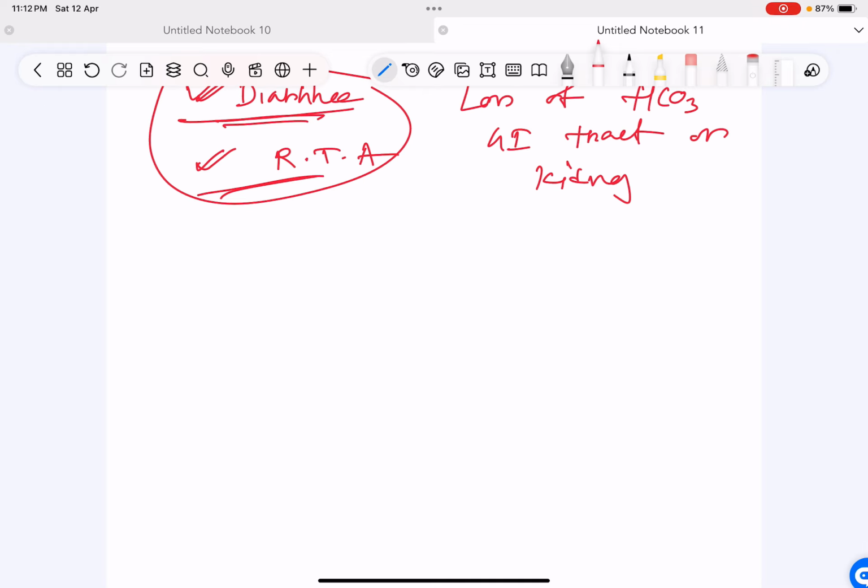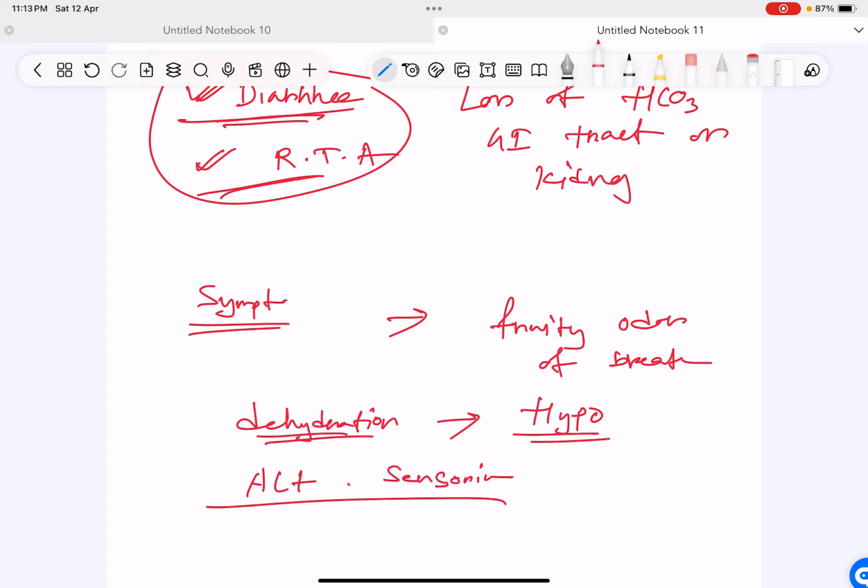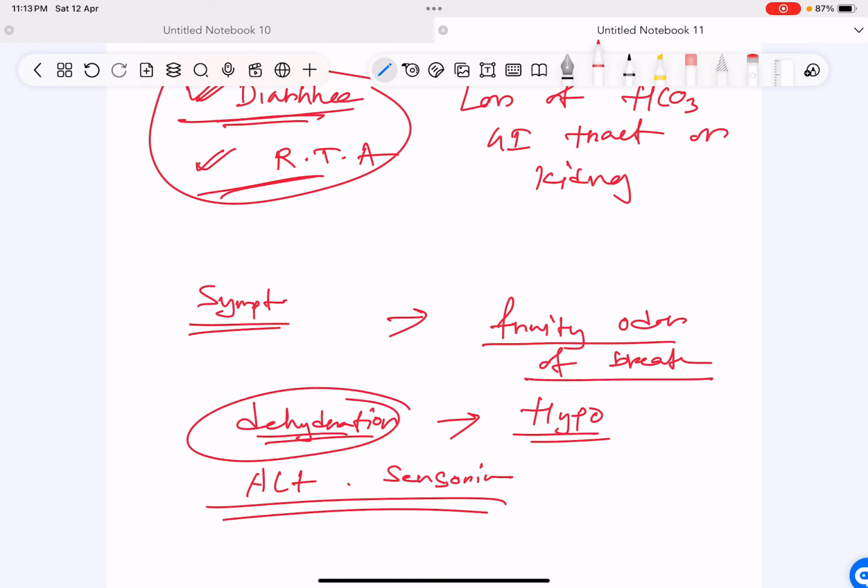Next, we have understood the pathophysiology. Symptoms: we know the patient will have a fruity odor of breath due to the acetone. The person will have dehydration, which will lead to hypotension, and altered sensorium, which will lead to coma. So fruity odor of breath, dehydration leading to hypotension, and altered sensorium.